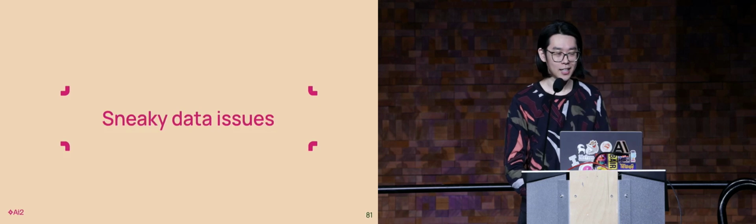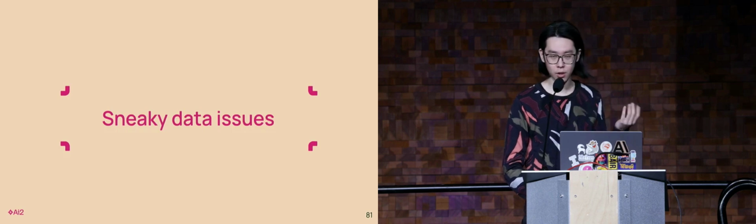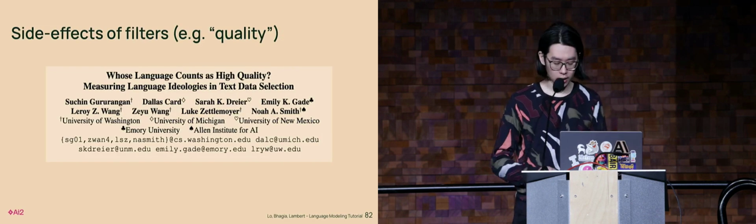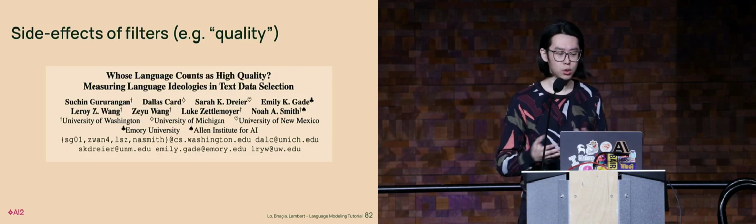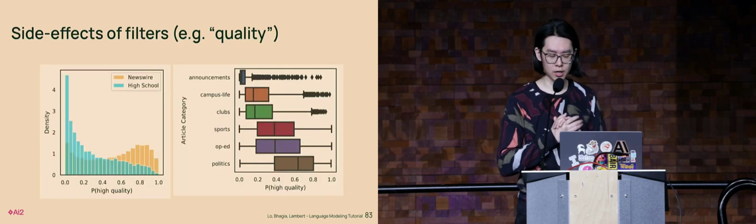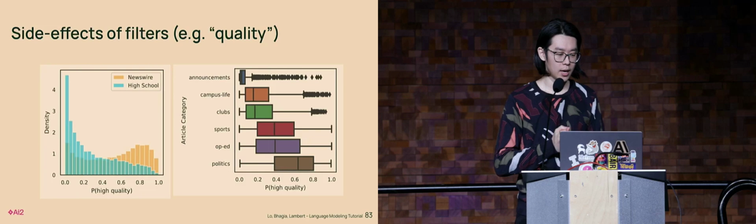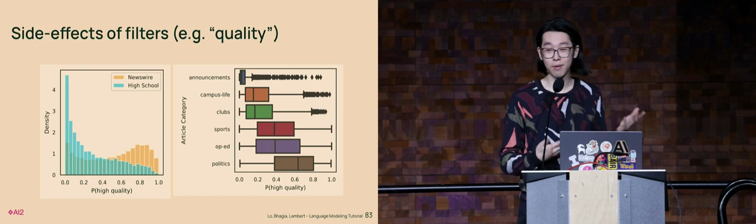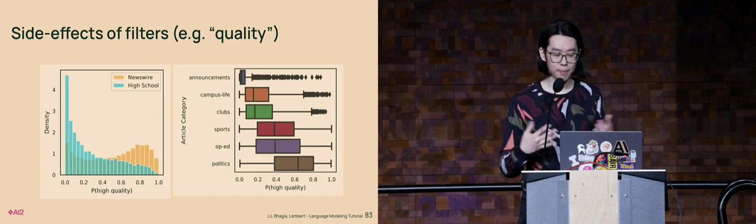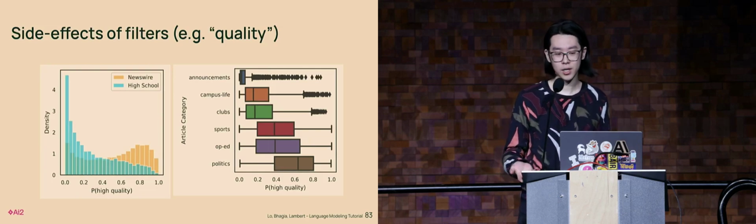All right, why did I talk so much about these little details like choosing the text unit? It's because these things matter, especially for quality classification. There's some work that looked at what those quality classifiers actually do. This work from Suchin Gururangan et al. looked at the documents that were considered high and low quality and noticed side effects. Things that were considered low quality tended to be stuff about high school, campus life, clubs, and sports. A lot of politics content and news content got scored as high quality.